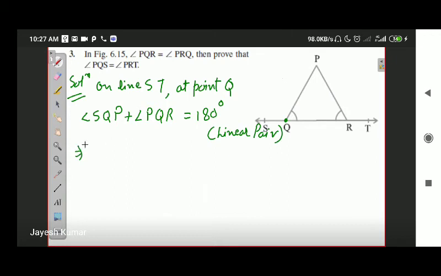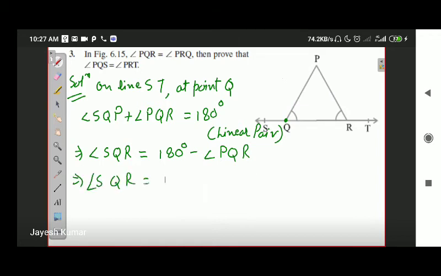Okay, in this manner we can determine the value of SQP. Angle SQP should be equal to 180 degree minus angle PQR. Okay, now what I am going to do is keep 180 degree as it is, and replace PQR with angle PRQ. Why? How can I replace it? Because it is given in the question. The value of PQR and value of PRQ are equal. It is given in the question.